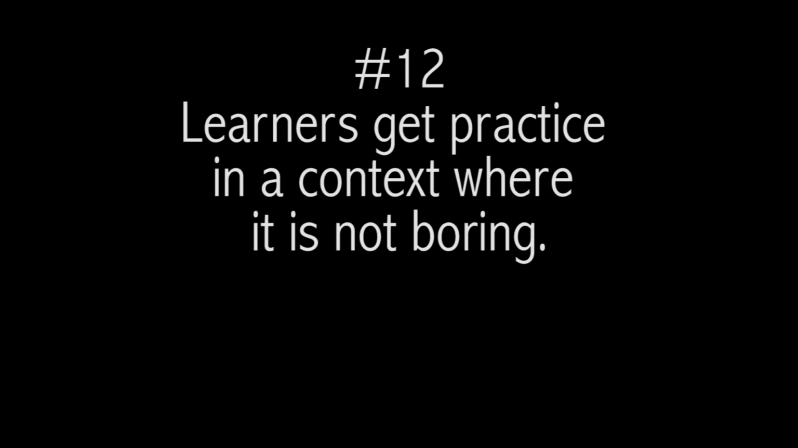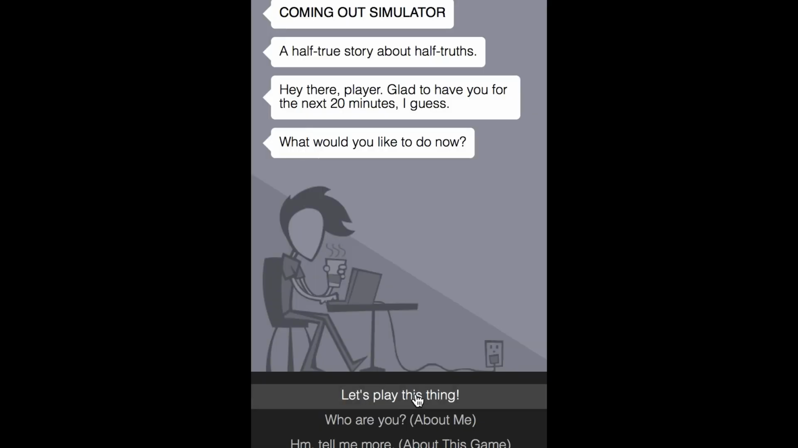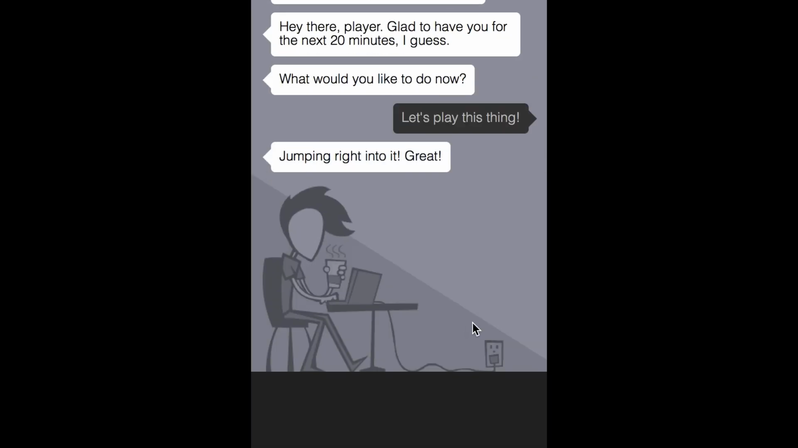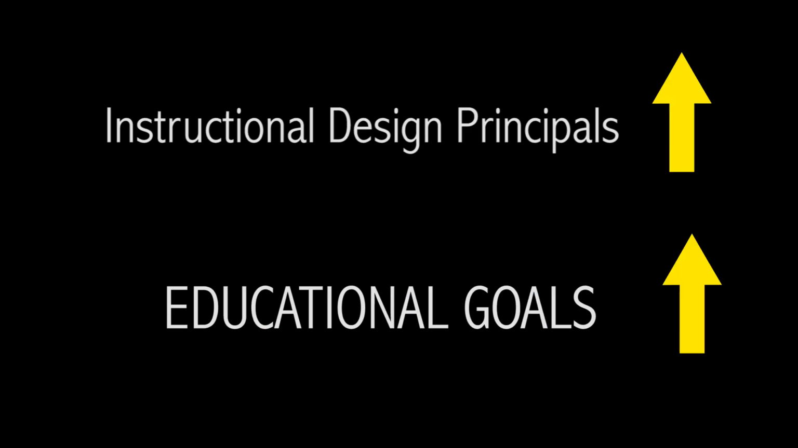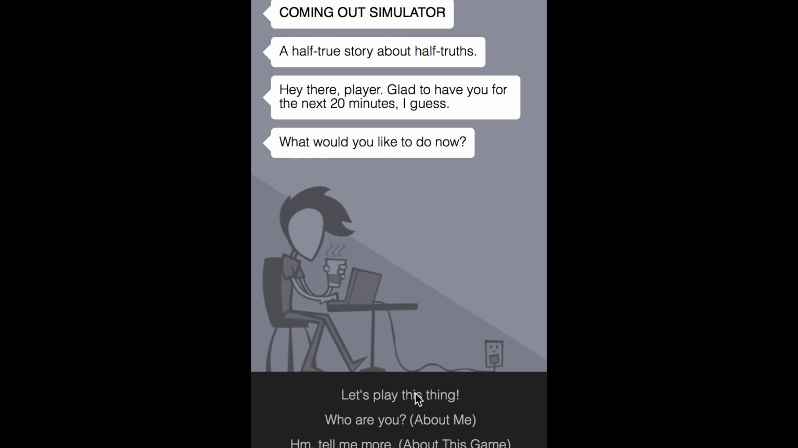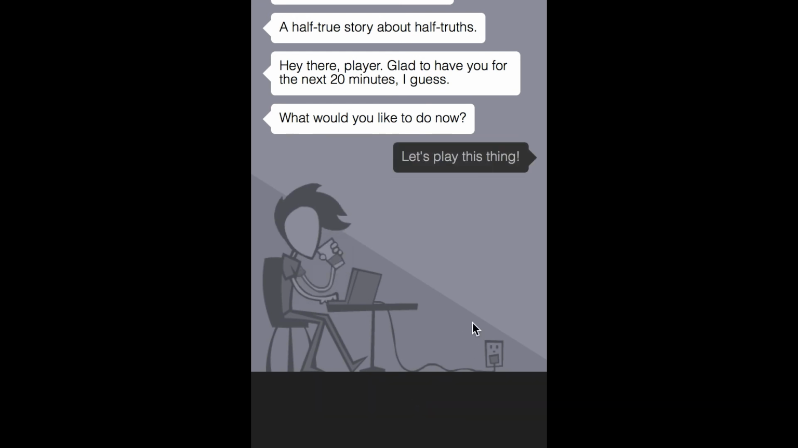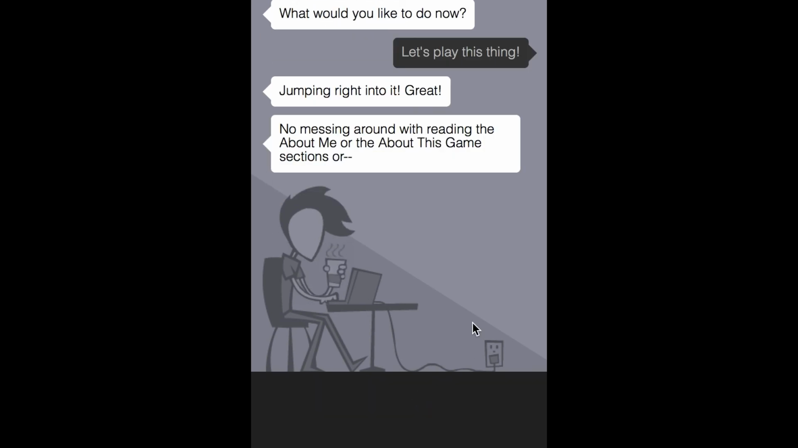This can again incorporate Jim G's design principle number 12. Learners get lots and lots of practice in a context where the practice is not boring. In this case, the audience will be taught through not only one experience but multiple. In the end, by strengthening these design principles, the game will also strengthen its educational goals because the lesson of honesty will be taught through repetition. All in all, Coming Out Simulator does a decent job of standing up to the EDGE framework for game design.